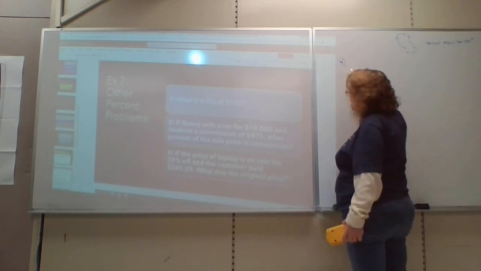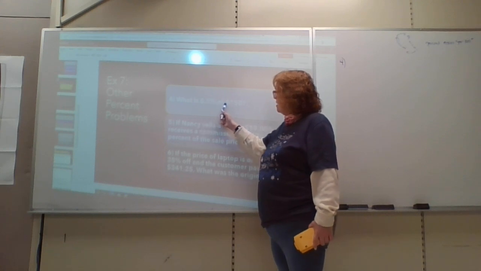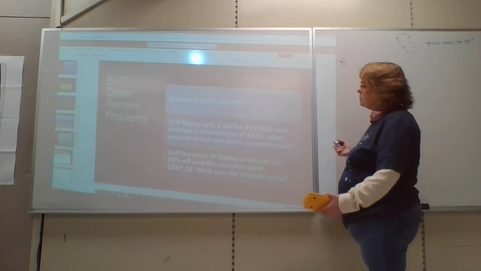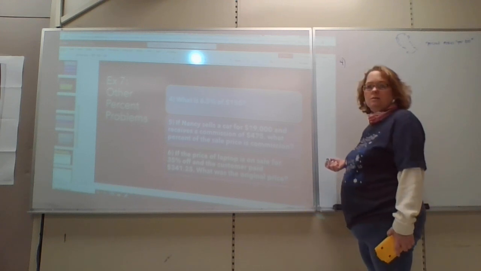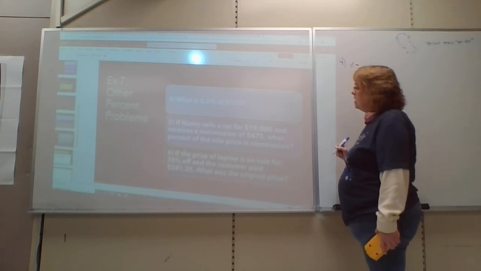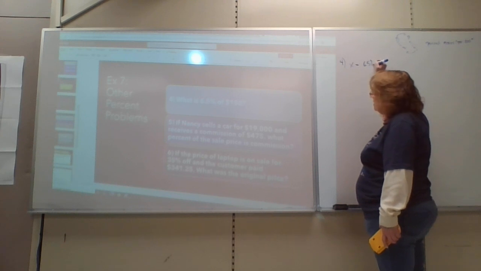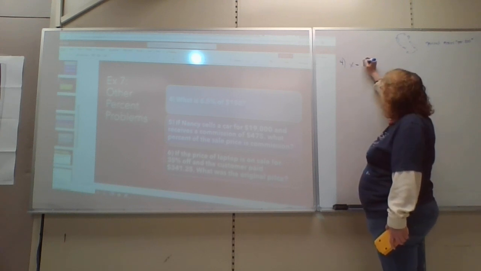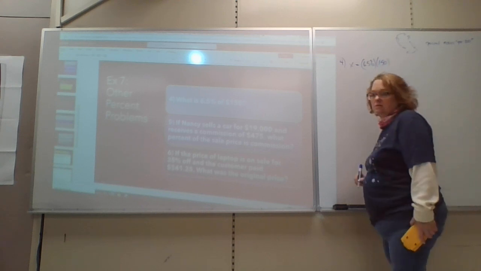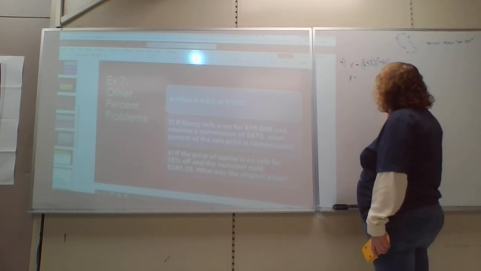Number 4 says, what is 6.5% of 150? What is? So what am I going to put for what is? X equals, and "6.5% of" means times 150. So X equals, what is 6.5%?